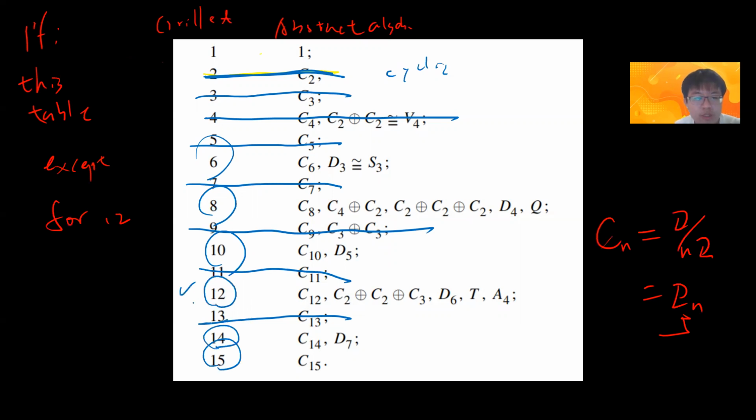Okay, so the 12 I will postpone to the next video. There are 5 different groups of order 12, and 5 different groups for order 8, and the 10, and so on.